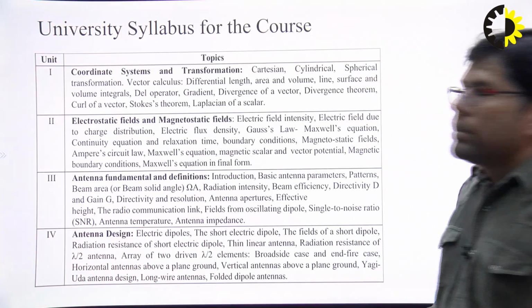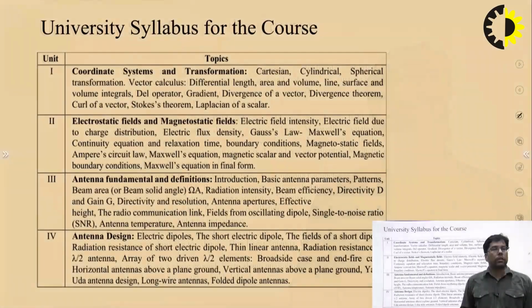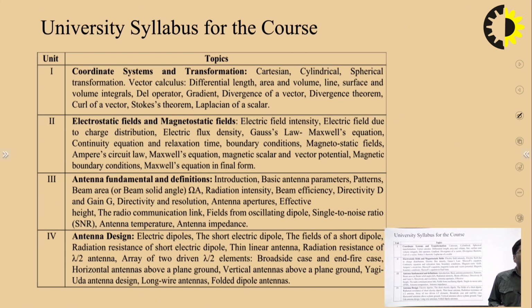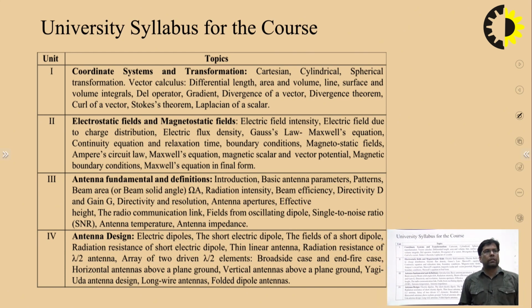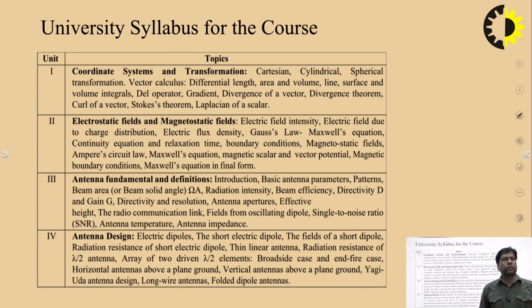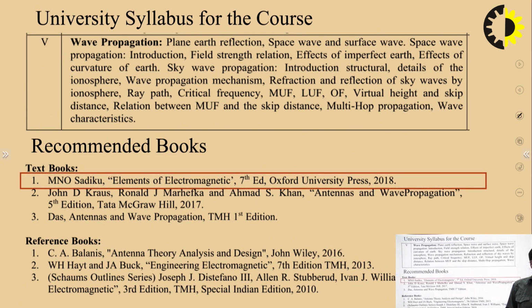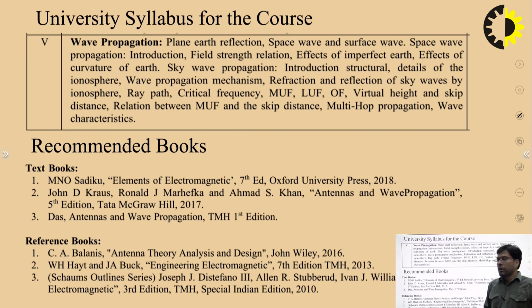So this is the university syllabus of the course, which is categorized in 5 units. The first unit relates to coordinate system transformation. The second unit relates to electrostatic fields and magnetostatic fields, and the third unit is basically antenna fundamental definition, antenna design. Then the fifth unit is probably based on wave propagation. So the whole syllabus consists of EMFT and the antenna and wave propagation as well.